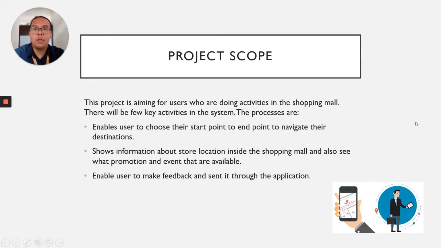Next, the project scope. This scope is aimed at users who are doing activities in the shopping mall. The processes enable users to choose their start point and end point to navigate to their destination, show information about store locations inside the shopping mall, and also see what promotions and events are available, and also users can make a feedback and send it through the application.